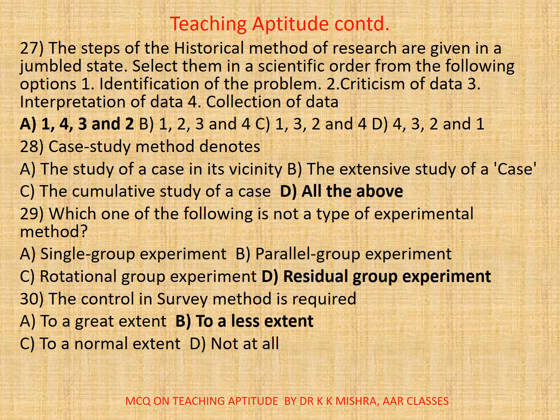29. Which one of the following is not a type of experimental method? A. Single group experiment. B. Parallel group experiment. C. Rotational group experiment. Or D. Residual group experiment. The correct option is D. Residual group experiment. 30. The control in survey method is required. The correct option is B.